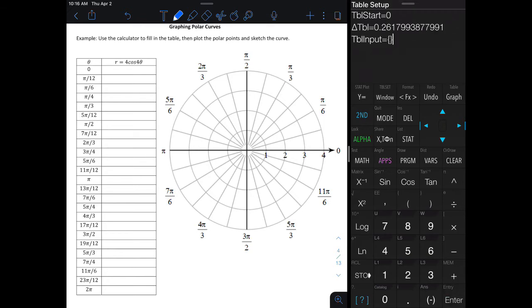Now on the actual TI-84, it has some other options below the change in the table size, where you could set it to ask for the independent variable, and it would make this process a lot easier. You just type in the theta numbers and it will tell you the R's. But I don't have that on this calculator here. Once I got my step set, now I can go to my table.